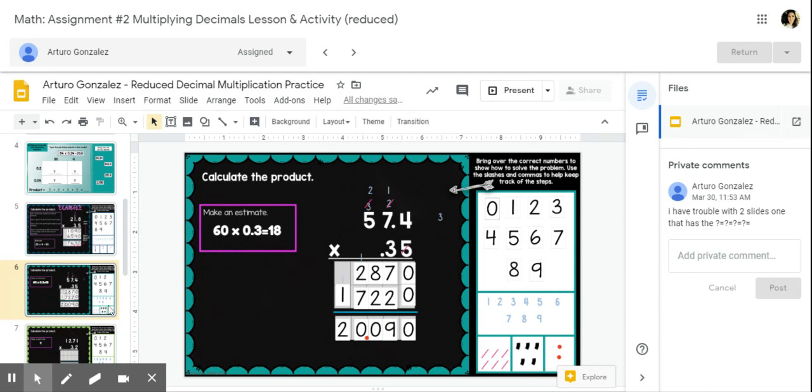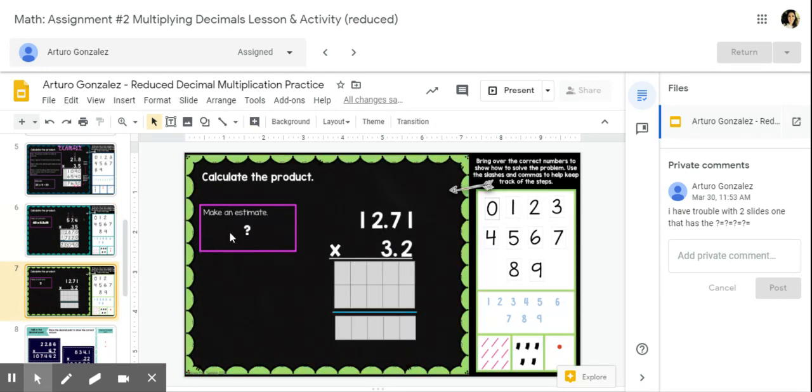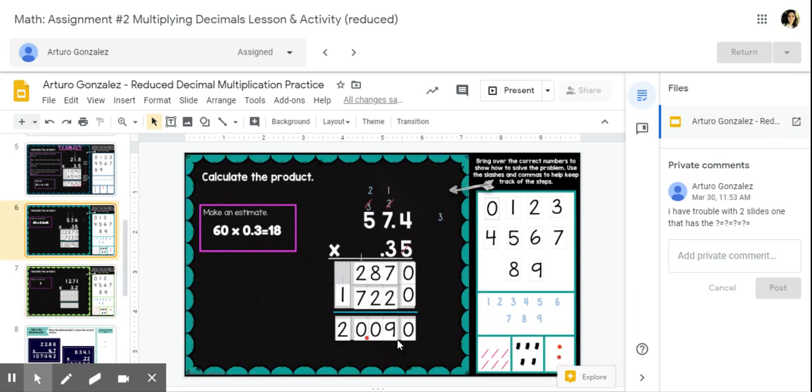So keep that in mind going into your next one, okay? It has several steps, so remember to make your estimate first and then start multiplying, and you need to see the partial products before I see a final answer. Remember, your final product answer goes down here, okay?